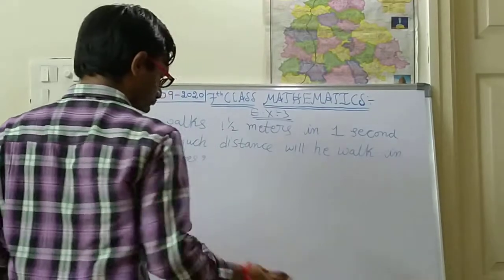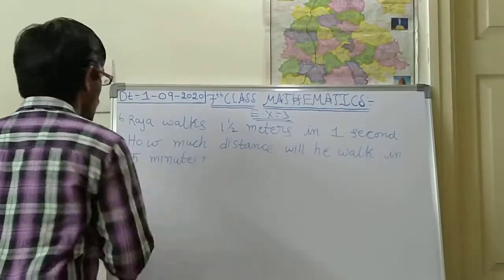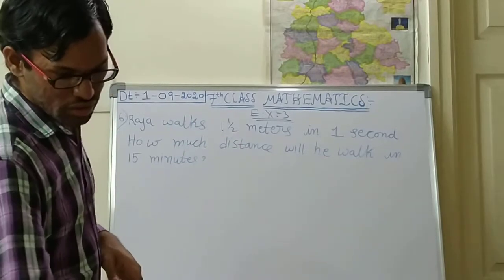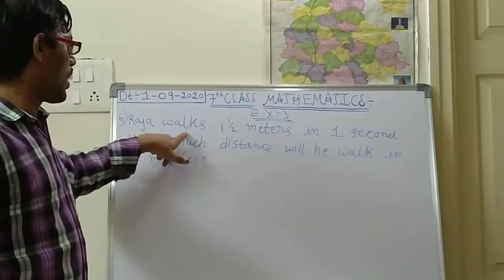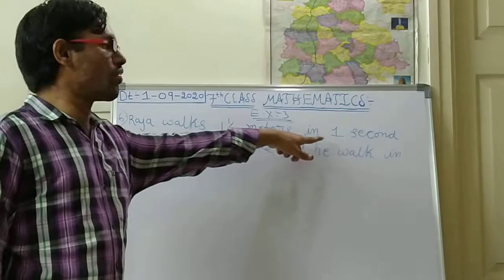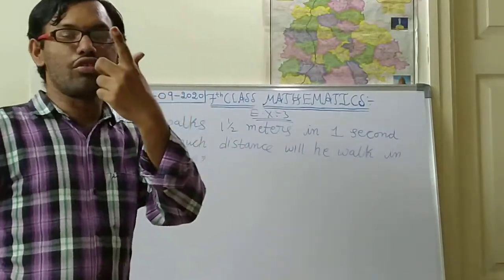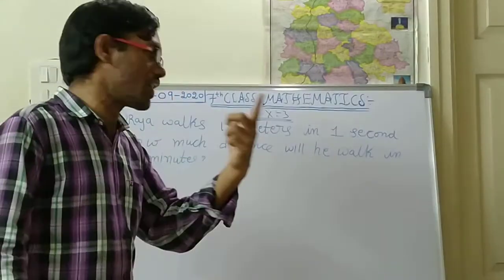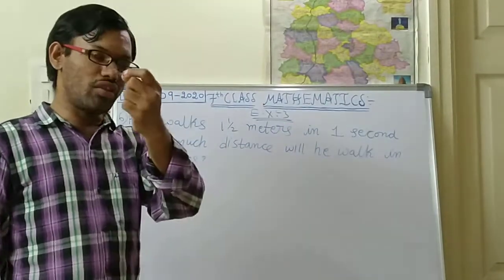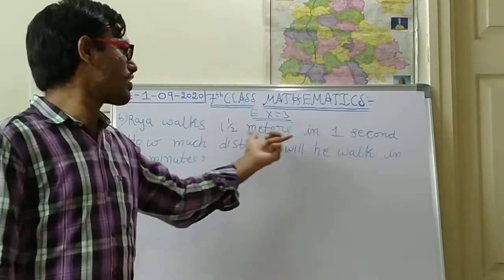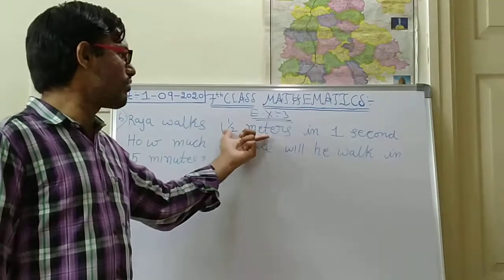Okay, children. So here see, children, sixth one. So yesterday up to 5 were completed. So sixth one. See, Raja walks 1.5 meters in 1 second. So 1 second means if you close your eyes and if you open your eyes, that is 1 second. So within a fraction of a second he walks 1.5 meters.